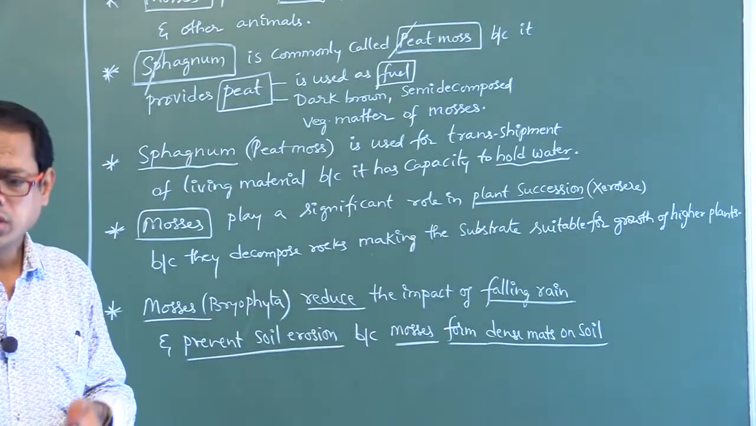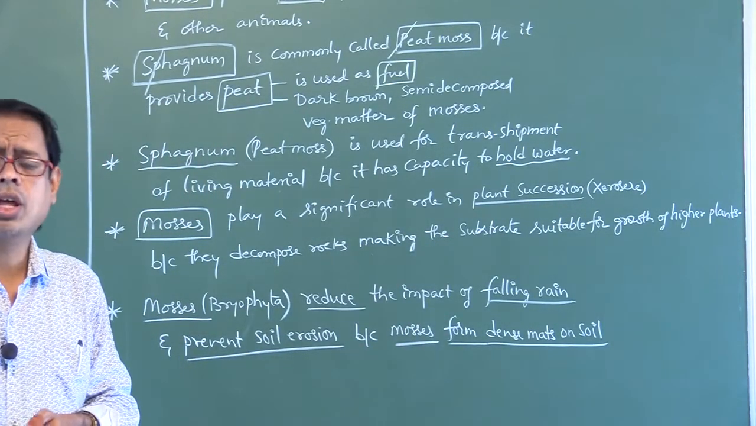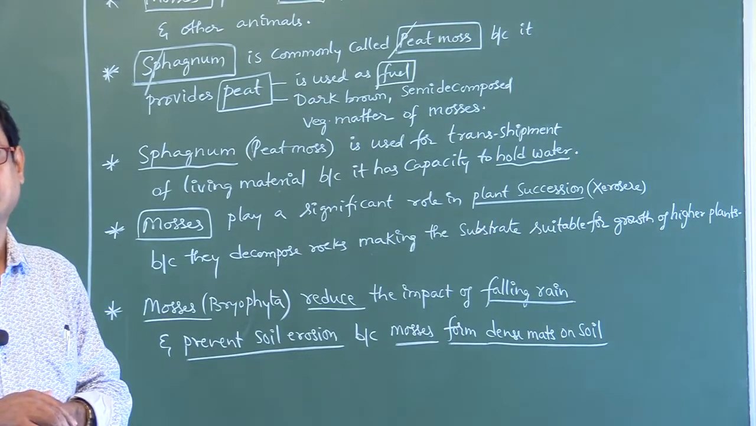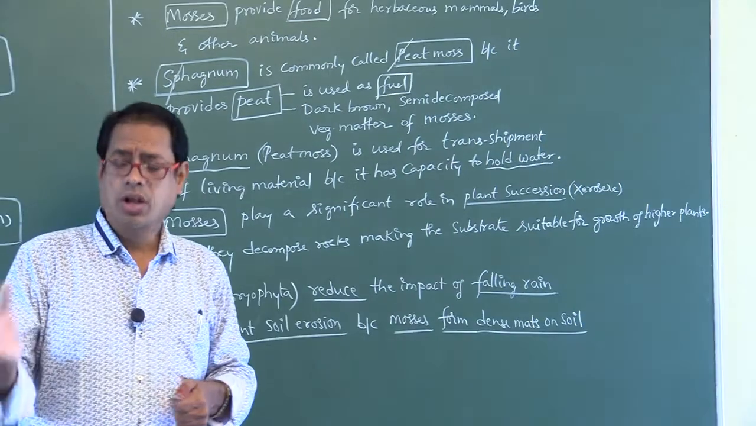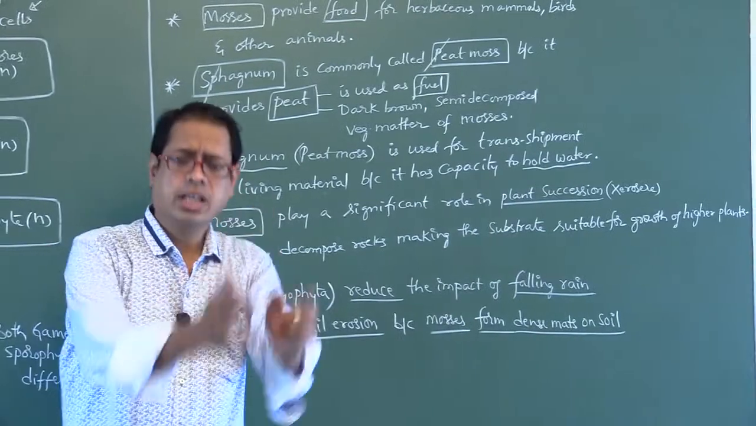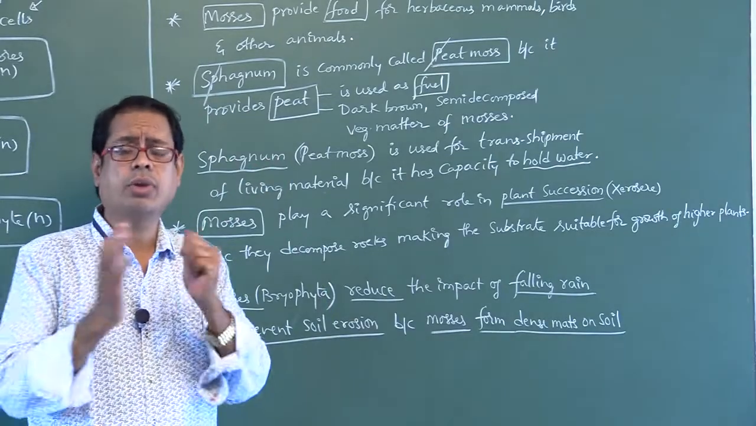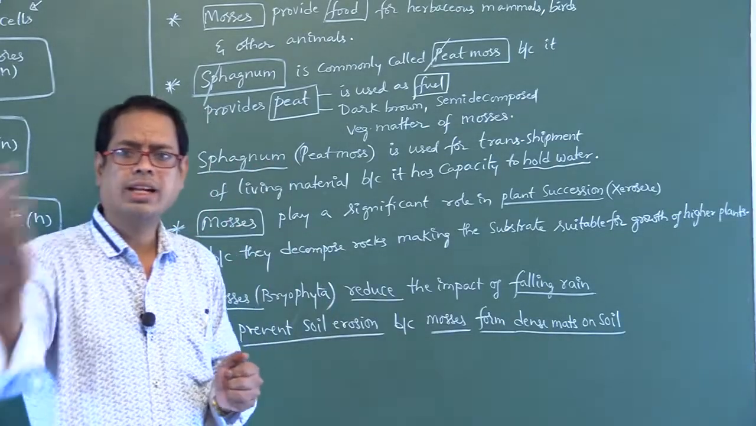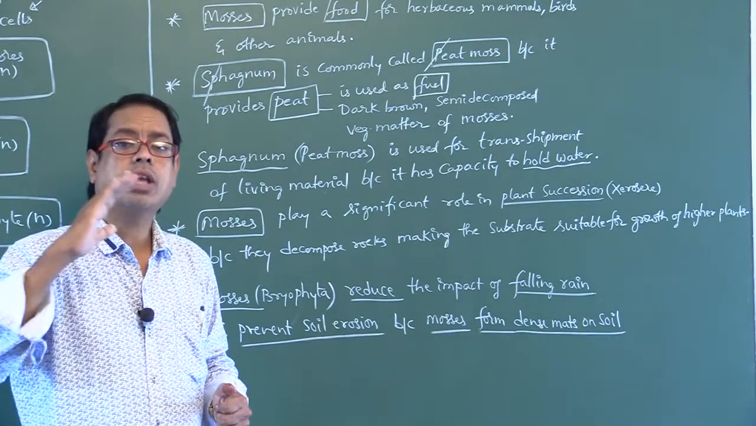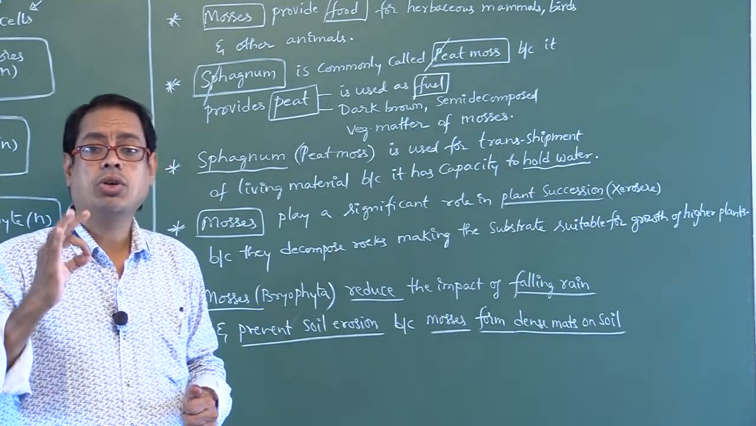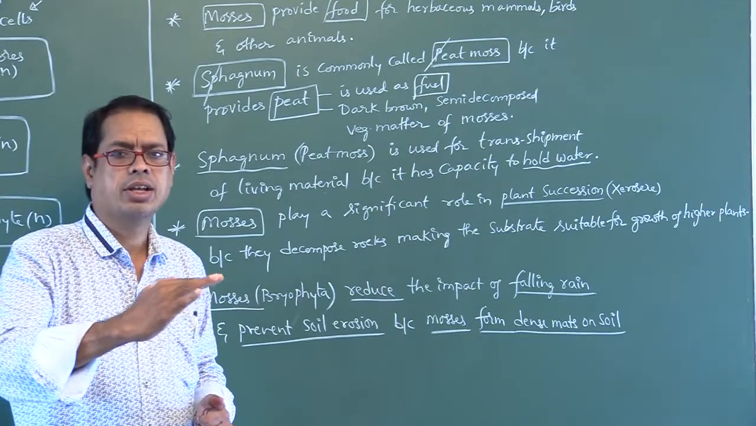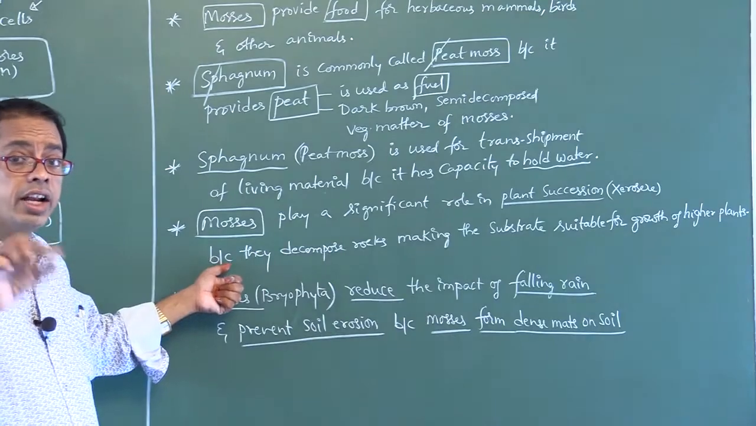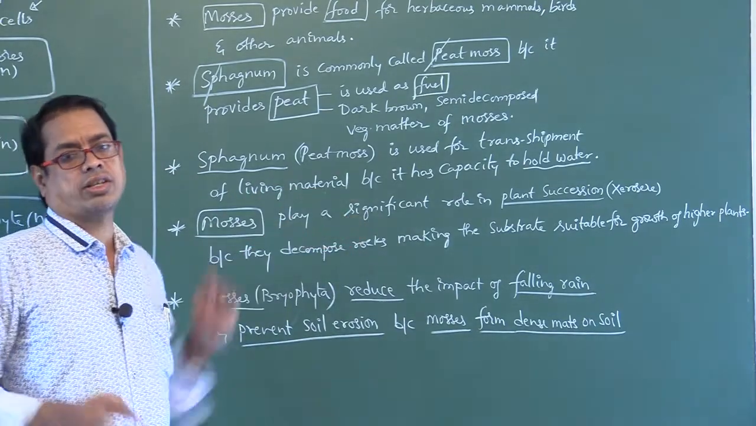That is, on the rocks, in desert areas, that is xerarch, first of all lichens will grow on the rocks. Later on mosses, later on herbs, later on shrubs, later on trees. That is, on the rocks, first the colonizers are lichens. Later on, mosses. So whatever it may be, mosses play a significant role in xerarch succession.